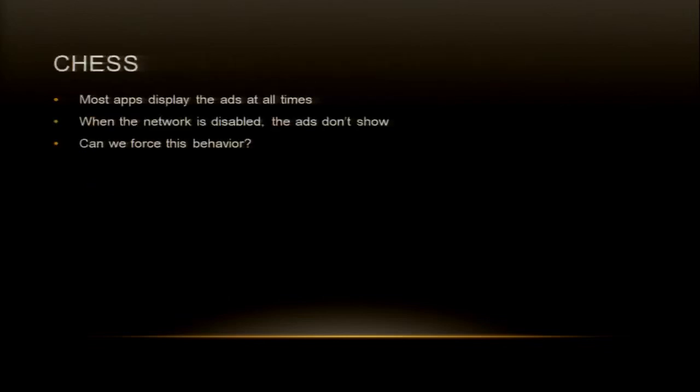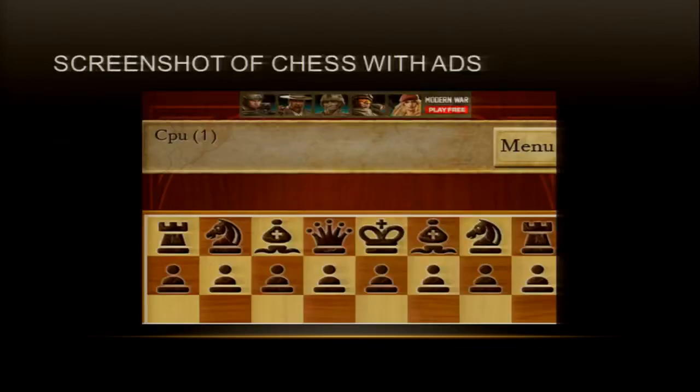Okay, so the next one, chess game. Most apps display the ad during the entire program, right? So it's just sitting there at the top or out of the main part of the screen, and when the network's disabled, you get no ad. So is there a way we can force this behavior in the program? Does the program check to see if it has network connectivity, or can we tell it has no network connectivity? So here's a screenshot of the chess game with the ads on top.